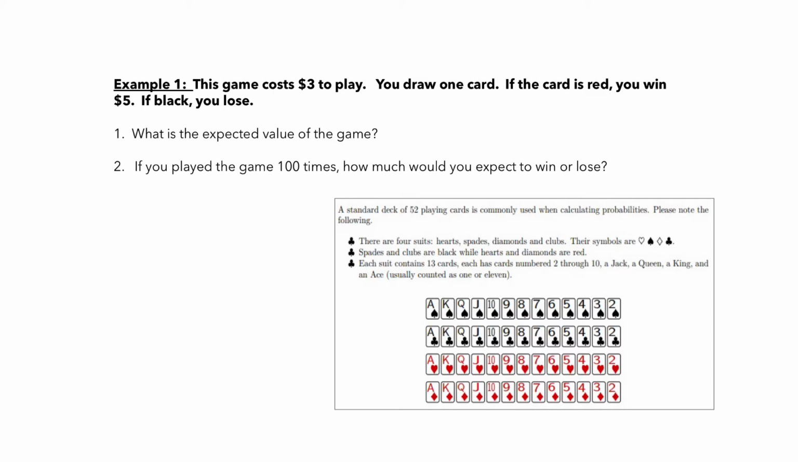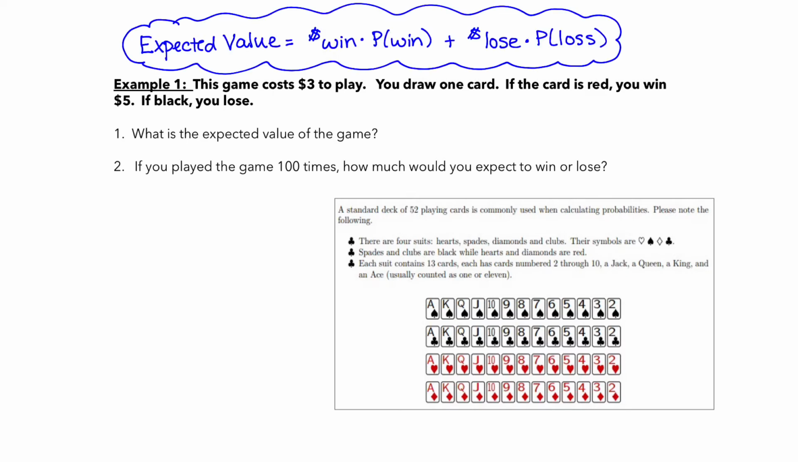The first thing we want to do is remind ourselves what exactly is an expected value. Let me put it up at the top here. Let's recall that an expected value is equal to the amount of money you might win in a game times the probability of that win, plus the amount of money you might lose times the probability that a loss occurs.